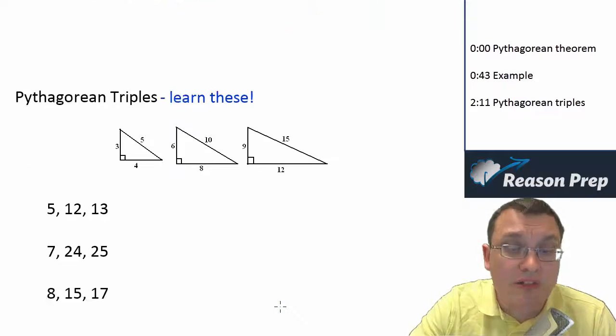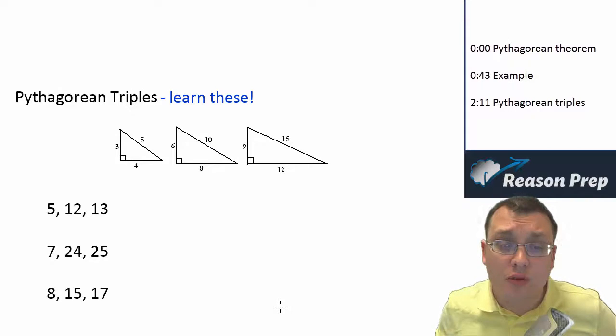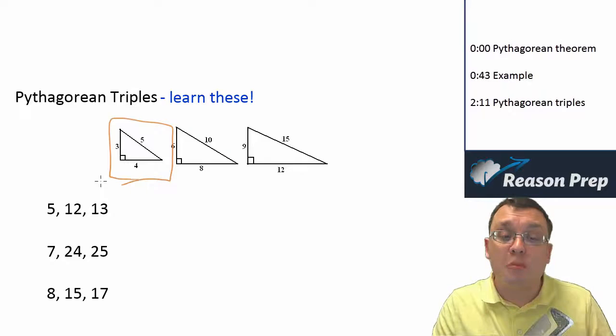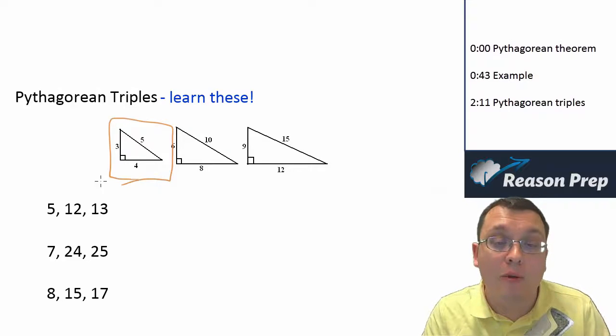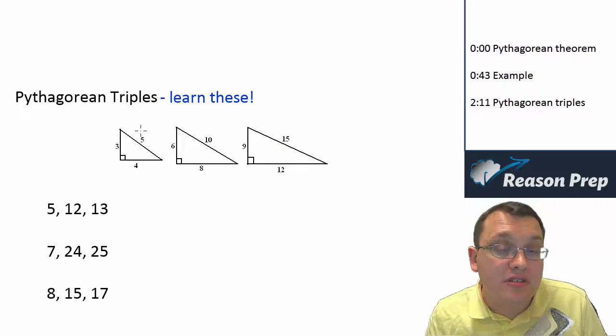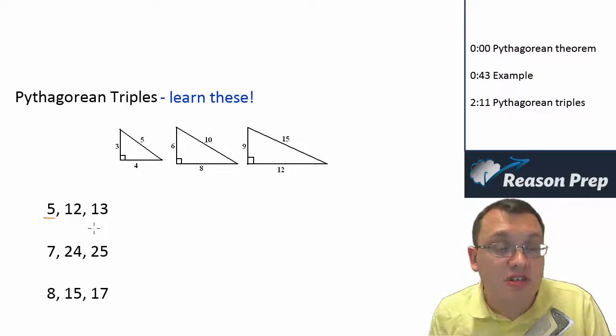Now, as a shortcut, there's something called the Pythagorean triples, and I recommend you learn these. We've seen some of these so far. The most important one is the 3, 4, 5. So if you do the Pythagorean theorem with all of these, they will work out perfectly. And if you see a triangle with 3 and 4, you know the hypotenuse is 5. If you see a triangle with 5 and 12, you know the hypotenuse is 13, and so on.